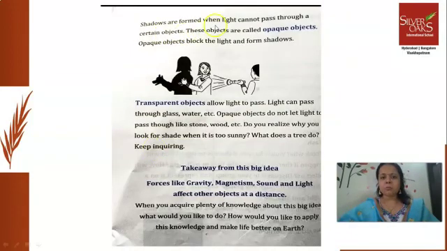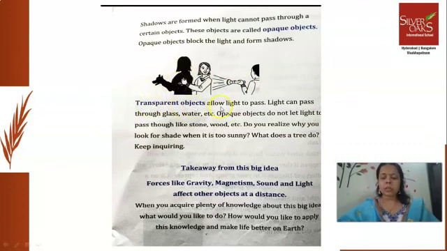Shadows are formed when light cannot pass through certain objects. These objects are called opaque objects. Opaque objects block the light and form shadows. Look here, what is happening? This girl is standing, okay? So, can light pass through the girl? No. That is why when this boy is using a torch, it is forming a shadow.